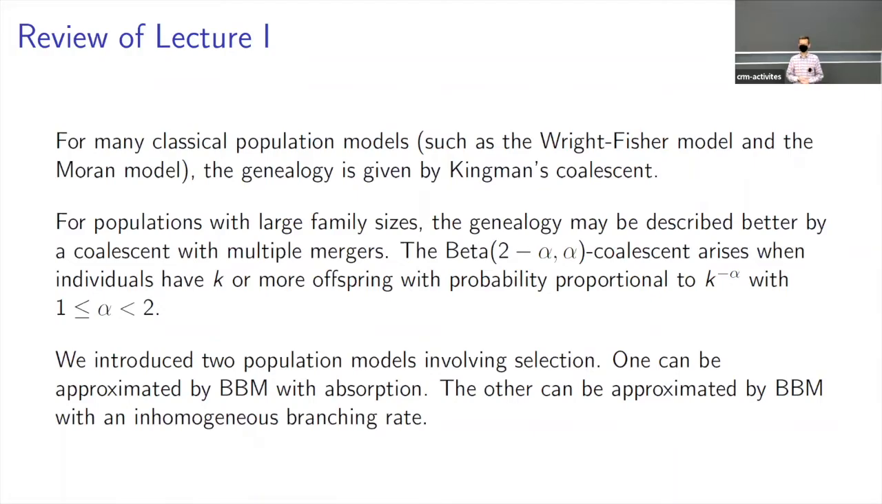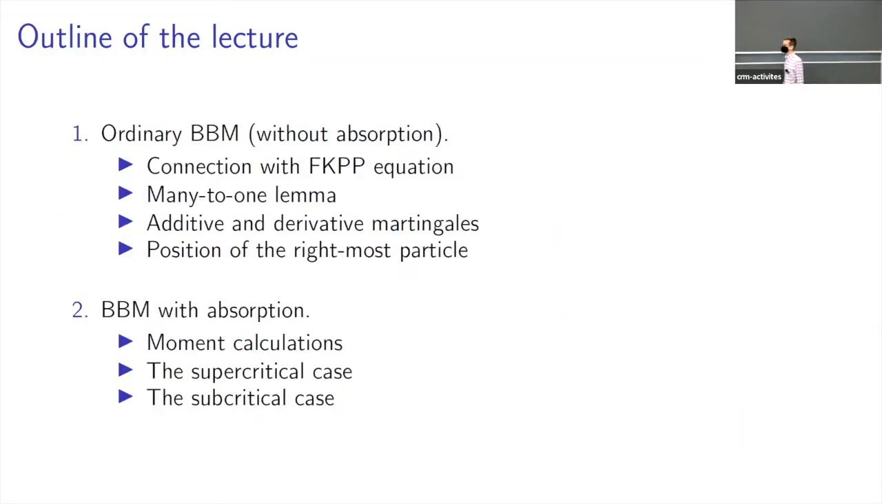So in this lecture, we want to introduce branching Brownian motion. I will begin with a brief overview of ordinary branching Brownian motion without absorption, and I will describe the connection to the FKPP equation. I'll introduce some of the standard tools that are used in studying branching Brownian motion, such as the many-to-two lemma and the additive and derivative martingales. And then I'll briefly summarize some famous results on the location of the rightmost particle in branching Brownian motion.